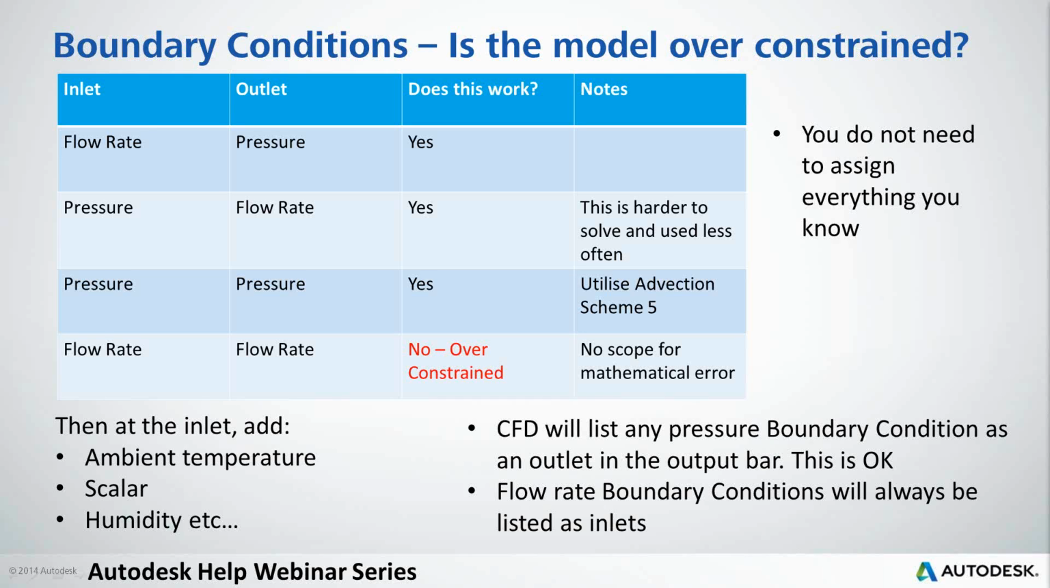And just to note, I've had a lot of questions about how the output bar works. If you have a pressure-driven model, so you've got a pressure at the inlet and a pressure at the outlet, CFD will tell you that you have two outlets in the model. It's just how it works. It always lists pressure as outlets, and it always lists flow rates as inlets. That can look a little bit confusing, but normally it's working totally perfectly.